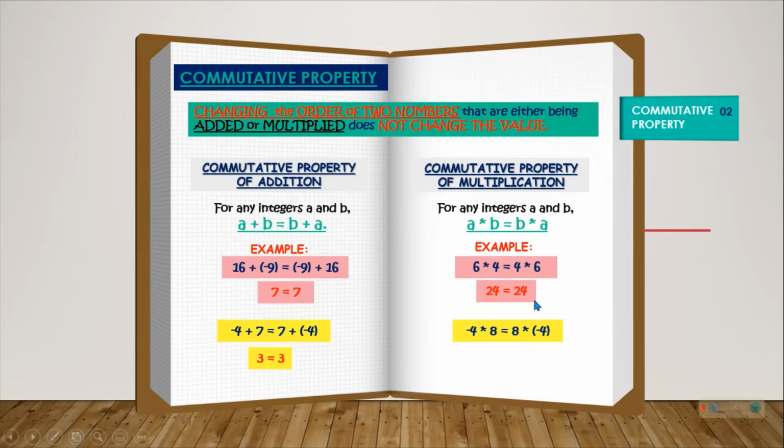Negative 4 times 8 is equal to 8 times negative 4. So nag-switch lang din sila ng place. And then if we multiply them, they have the same result. Negative 4 times positive 8 is equal to negative 32. Then 8 times negative 4, that is also negative 32. They have the same result.